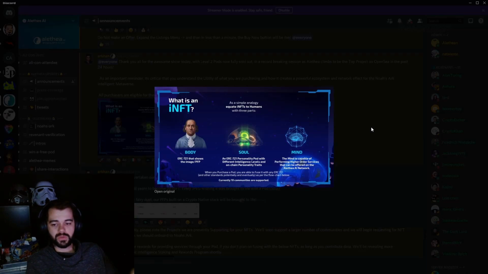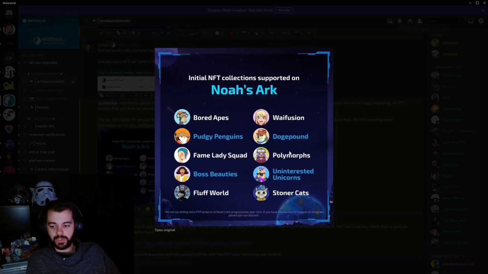Oh, and in their Discord, they posted this image, which I think is a very easy to understand representation of what the ecosystem looks like. So you have your ERC-721 NFT project. Your stoner cat would be considered the body. The soul is the personality pod with different intelligence levels and on-chain personality traits. And the mind is what you achieve through the training process. When you combine the NFT and the personality pod, you get the intelligent NFT, which is the mind in this picture. And again, these are the projects that are currently supported.